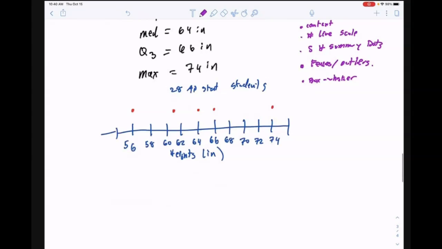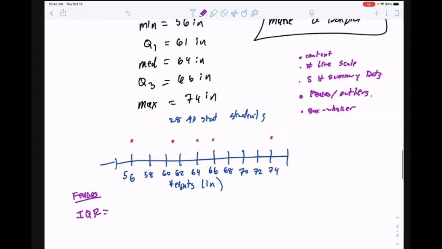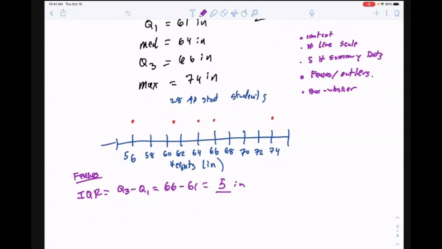All right, so let's find the fences. To find the fences, let me first find the IQR. What is the IQR? Okay, yeah, how'd you get that though? You're correct. I just don't know how you get that. Q3 subtract Q1. So 66 subtract 61 equals 5. Okay, so IQR is 5.